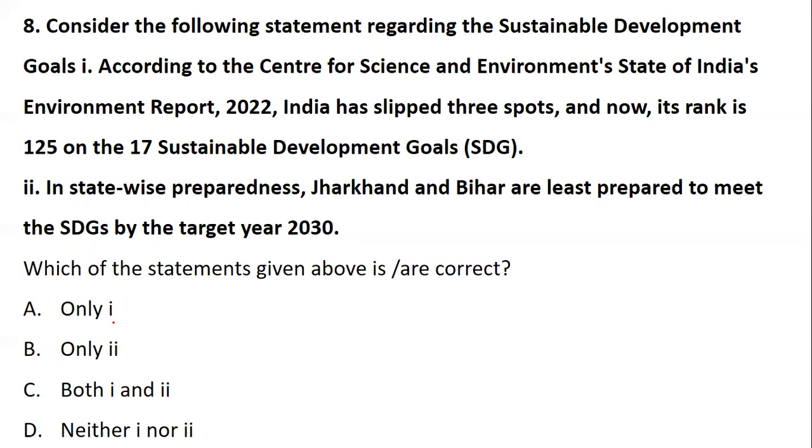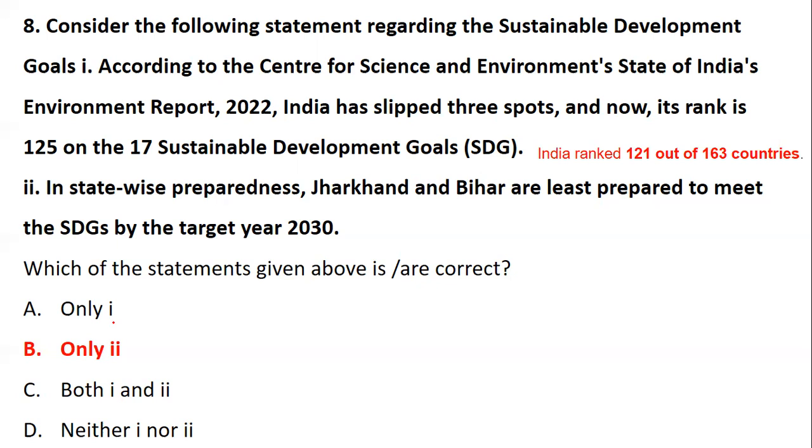So India has slipped 3 spots and the rank is 125 with reference to the sustainable development goals, and state-wise Jharkhand and Bihar are least prepared to meet the goals. So which of the statements stands correct? As I already told you, with sustainable development goals the questions are a little bit deeper, with the targets and everything. So you have to prepare yourself accordingly for this particular topic. Only statement 2 is right: Jharkhand and Bihar are least prepared to meet the sustainable development goals by the year 2030.